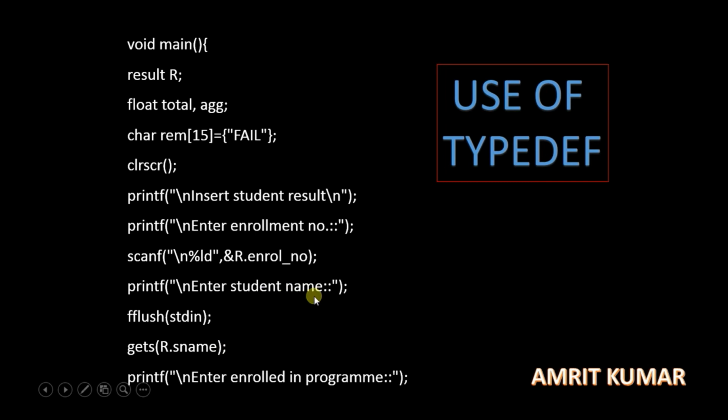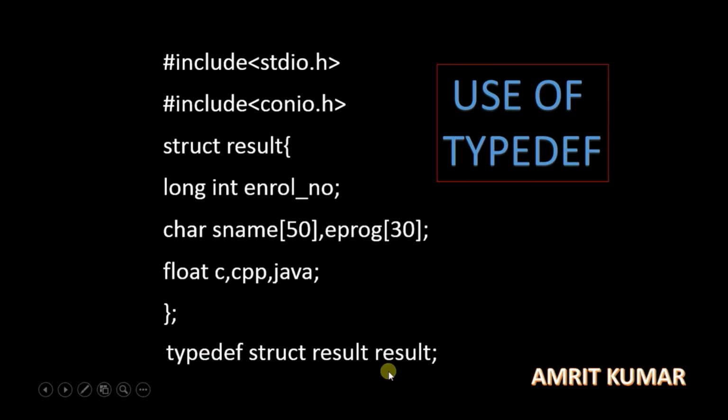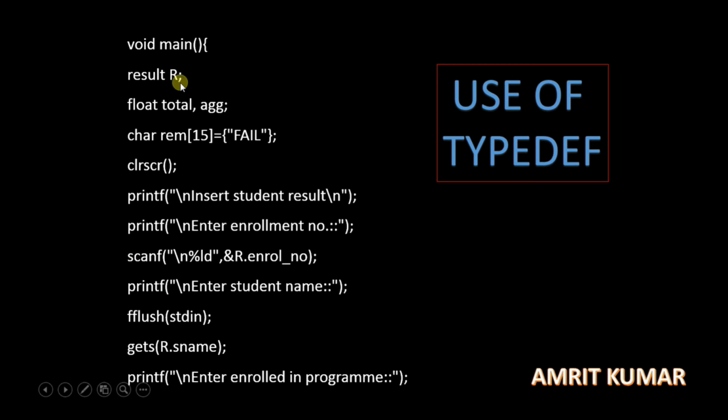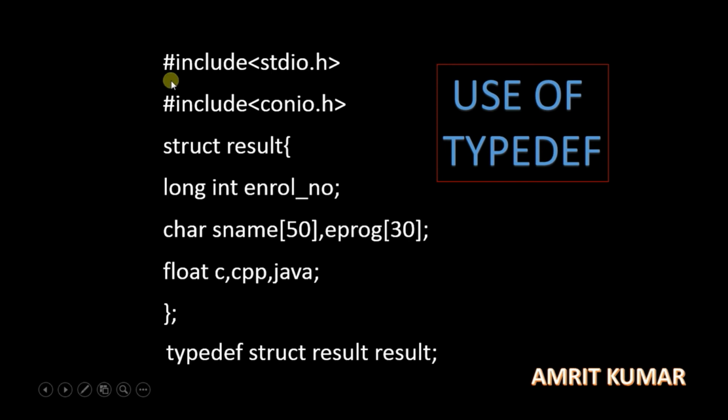So whatever name the student enters is going to be stored in r.sname. We have to know that r is a variable of the result data type. Result is a typedef of struct result, so it can access each and every member of this result data type, including sname. Therefore I can access a character array in result whose size is 15.